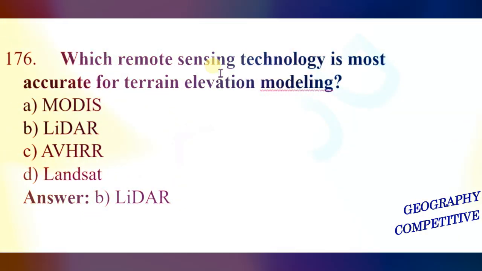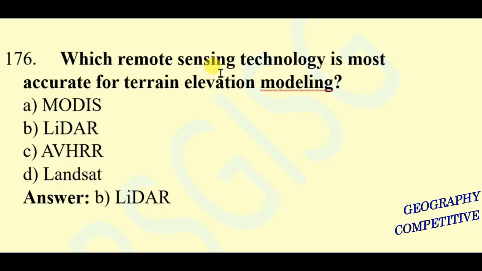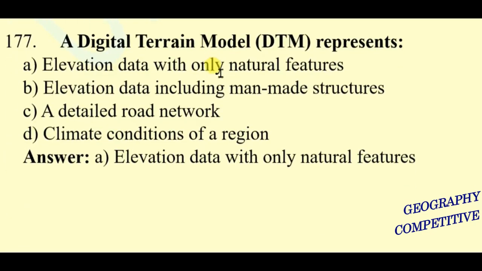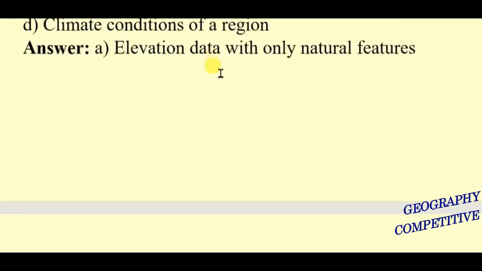Here the right answer will be LiDAR, light detection and ranging. Question 177. A digital terrain model, DTM, represents elevation data with only natural features, elevation data including man-made structures, a detailed road network, or climate conditions of a region. Here the right answer will be elevation data with only natural features.